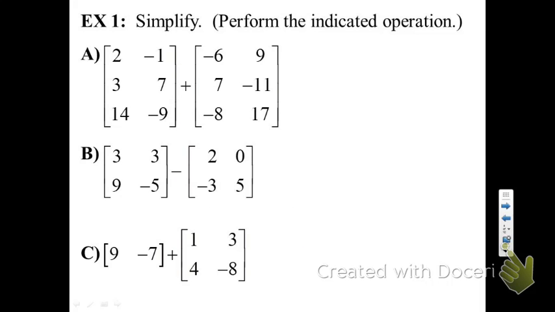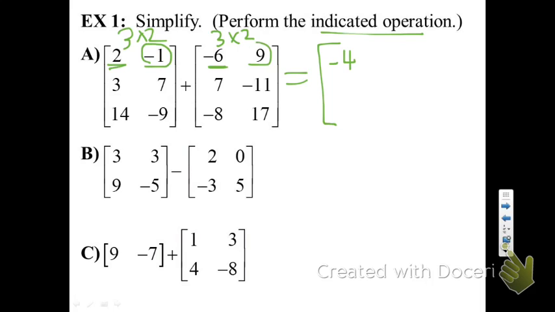So first of all, you're going to look and determine the dimensions. Here we have 3 rows by 2 columns. Here we have 3 rows by 2 columns as well. Because those dimensions are equal and they're both 3 by 2s, we can add or subtract or perform the indicated operation with corresponding positions. So we take 2 plus negative 6, which gives us negative 4. Then the corresponding position with the negative 1 is the 9. Negative 1 plus 9 is 8.